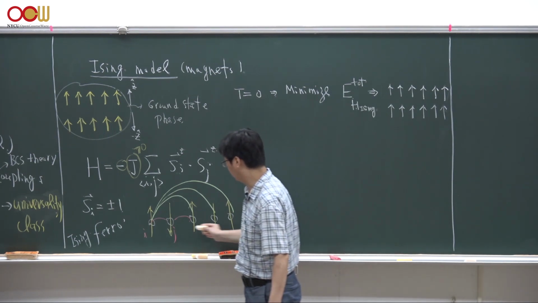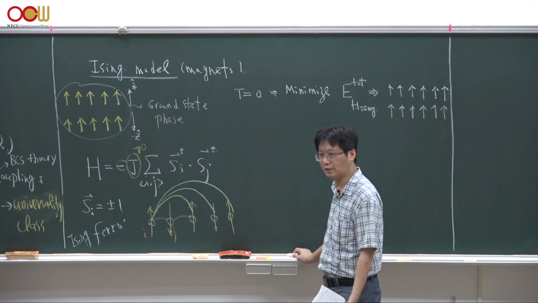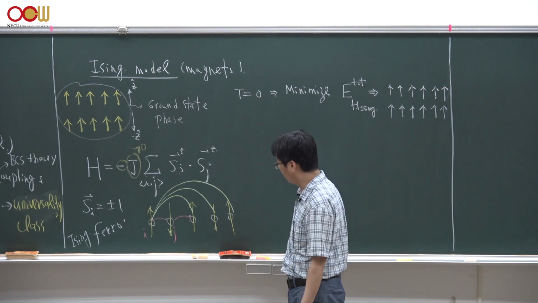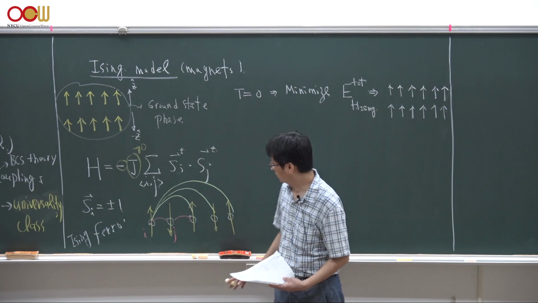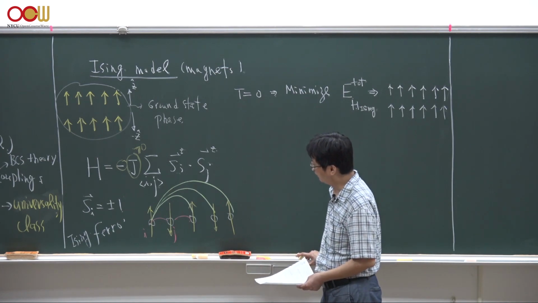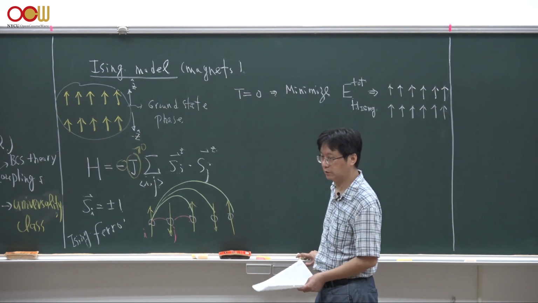But the nearest neighbor coupling or shortest range coupling is actually the simplest case that we can imagine that we are able to analyze. As we will see later, this Ising model, either ferro or antiferro, will show very simple solutions in one dimension, and we know its critical behavior.